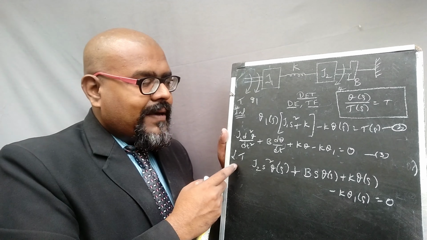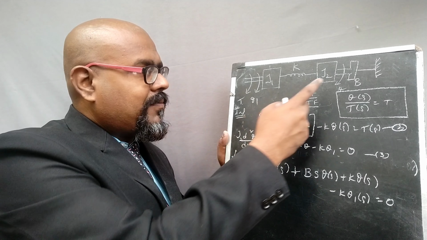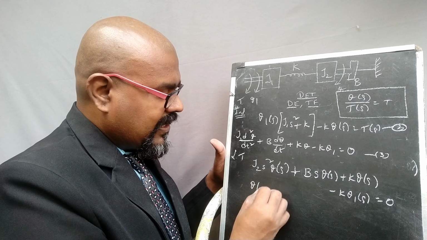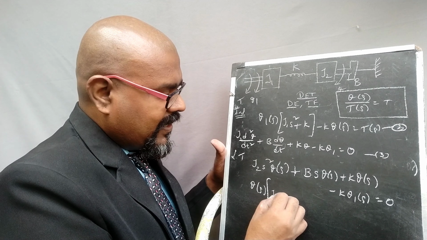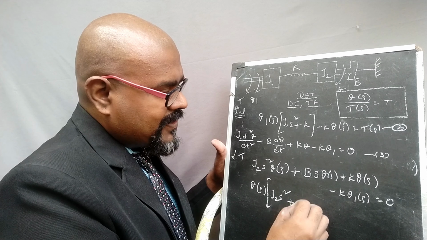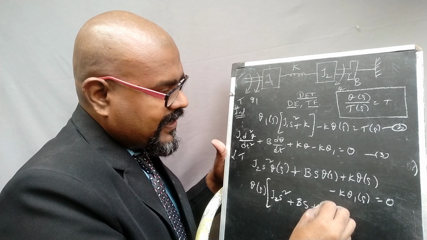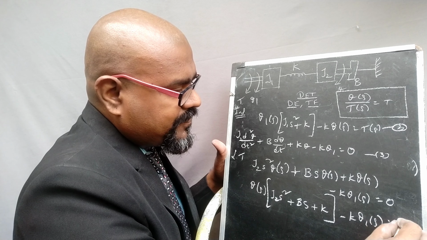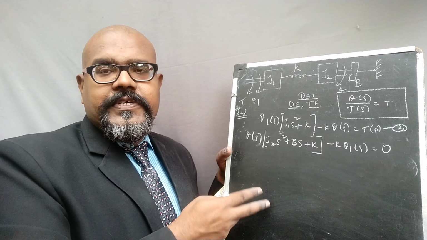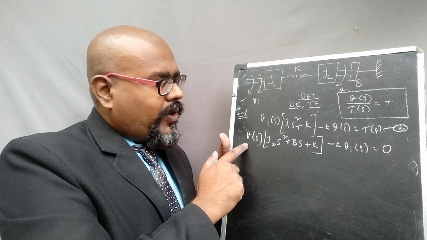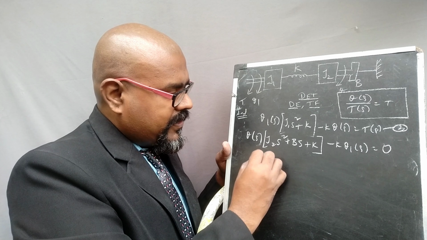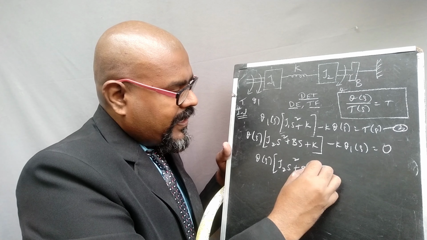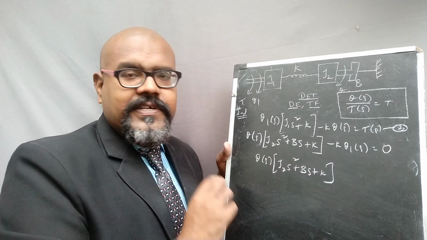This is the Laplace transform conversion of J2. To simplify this, take theta of s as common. Then we get theta of s into (J2 s squared plus b s plus k) minus k into theta 1 of s. So what we need to do is keep theta of s into (J2 s squared plus b s plus k) on this side itself.